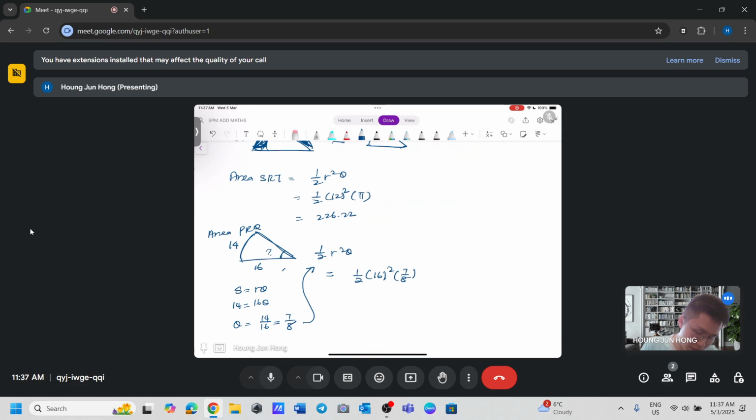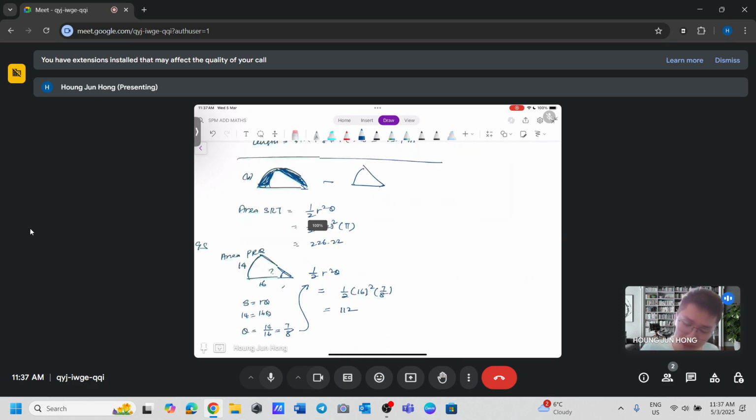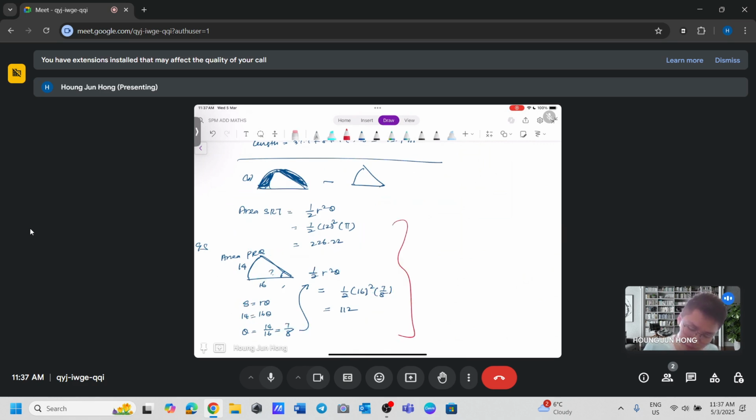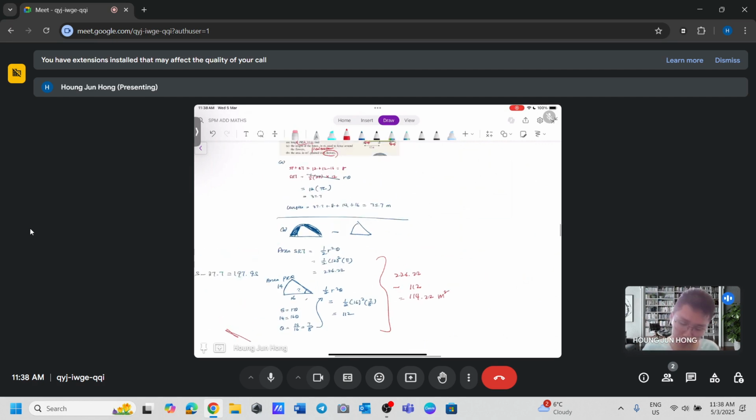Then you can find the area, which is 112 meters squared. Again, very simple. You just have to subtract this one from the bigger one. Putting them all together, you get 226 over 1022 minus 112. You then get the answer 114.22 meters squared. That's it for this question. Again, you can pause if you want to. All right, next question.